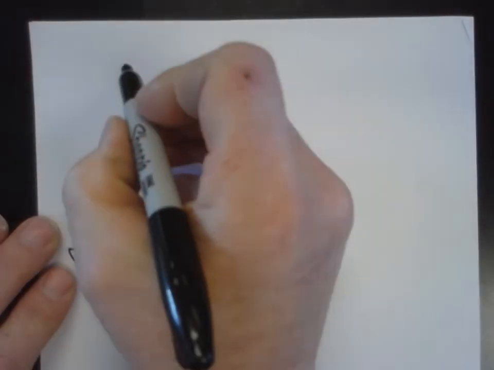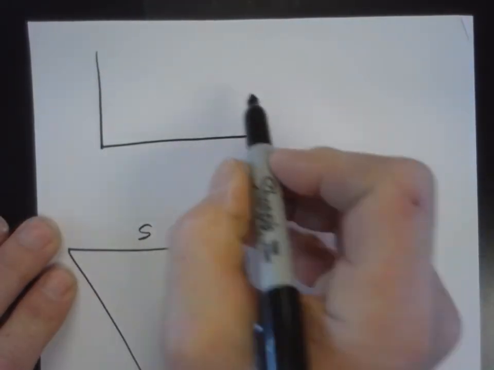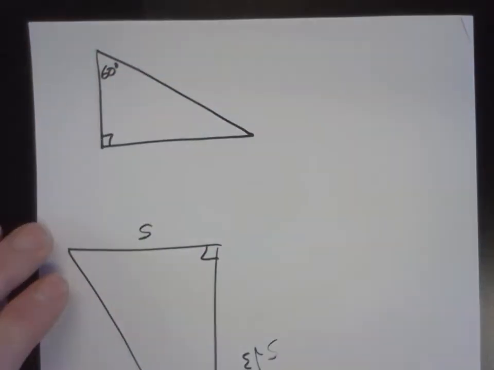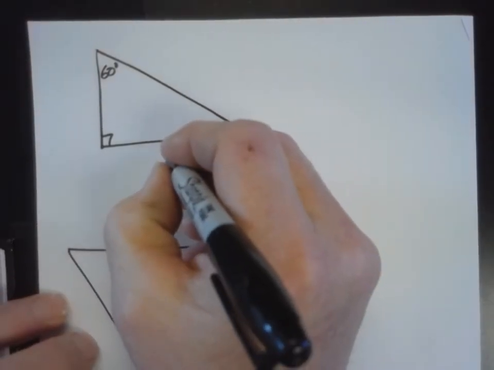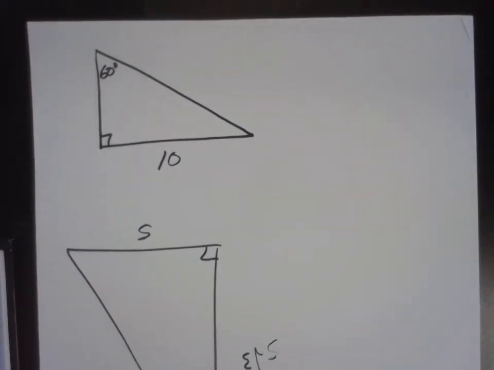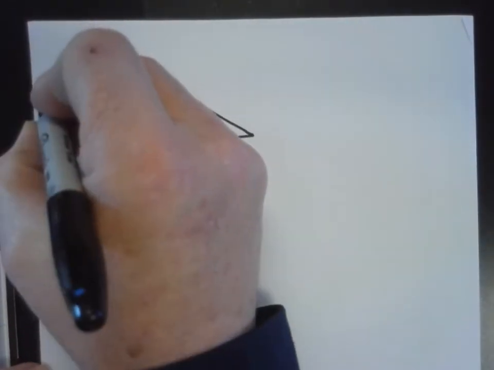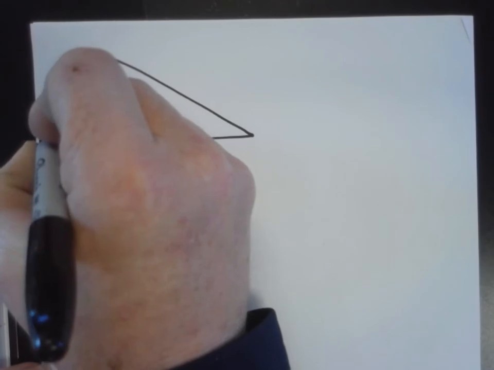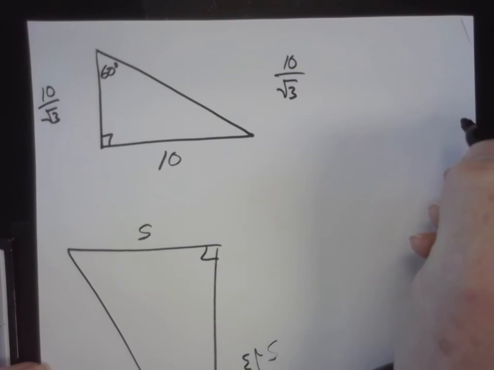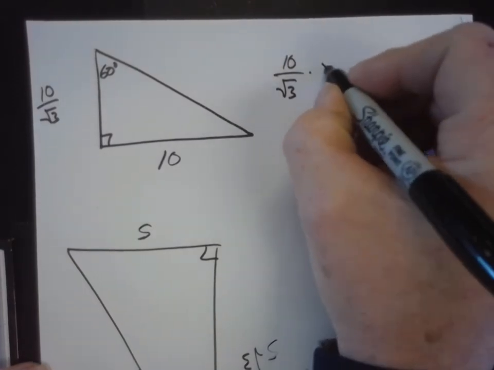Should I show you the hard one? Yeah. This is the bad one. When I give you the long leg. Okay, if you know the long leg, you can figure out the short leg. But what are we going to have to do? Yeah, good. We're going to have to take the long leg and divide it by radical 3. Which we can't leave like this, can we? So we have to simplify it.